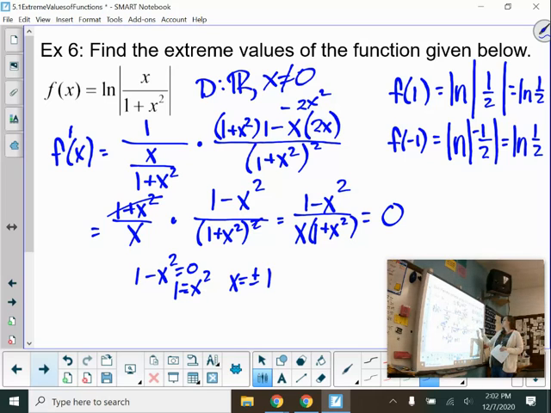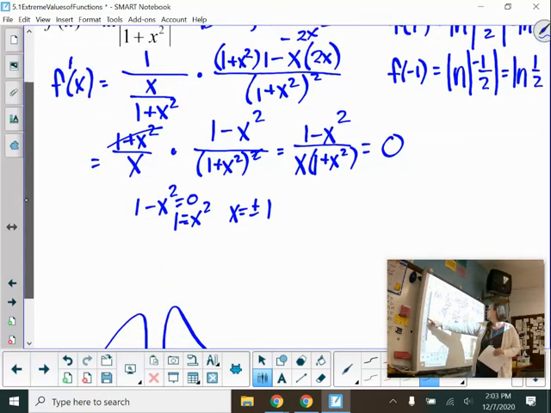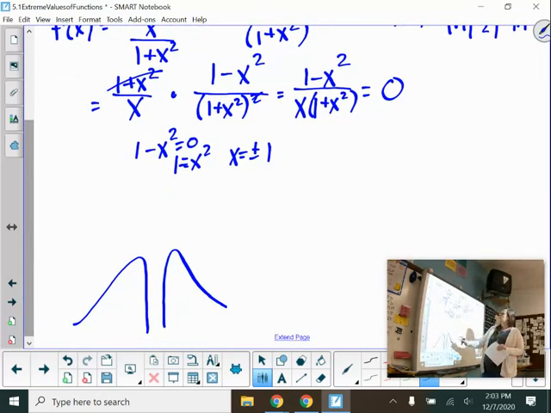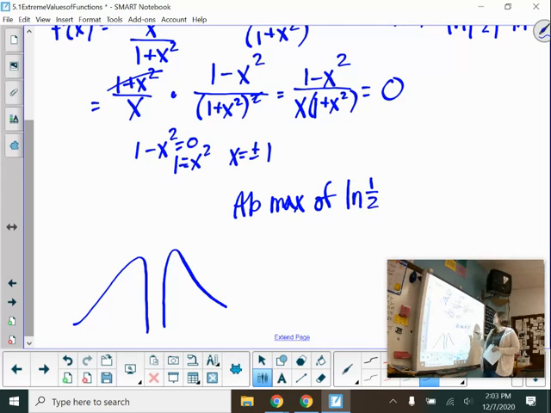And if you look at the graph here, let me scroll down a little bit. So I actually have the graph down here. This is what your graph is going to look like. So because of this, and again, this is where your derivative is undefined because it's an infinite discontinuity there. You have two places where you have absolute maxes because they're the same value. You have absolute max of natural log of 1/2 at x equals plus or minus 1.